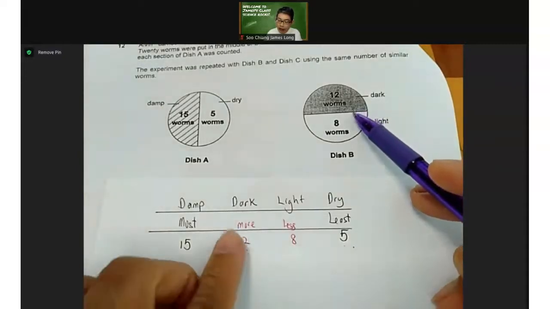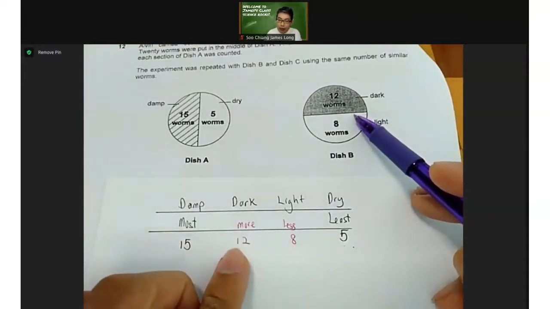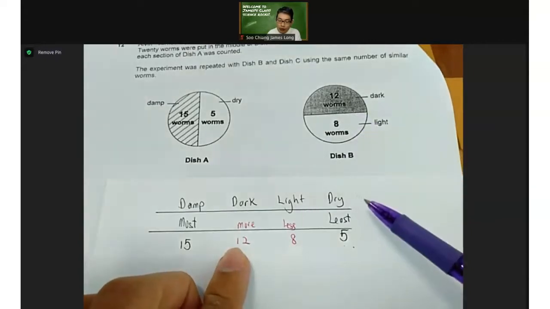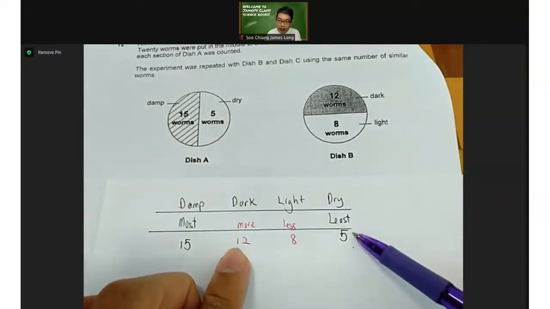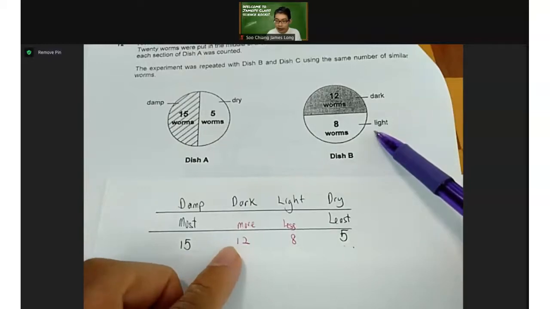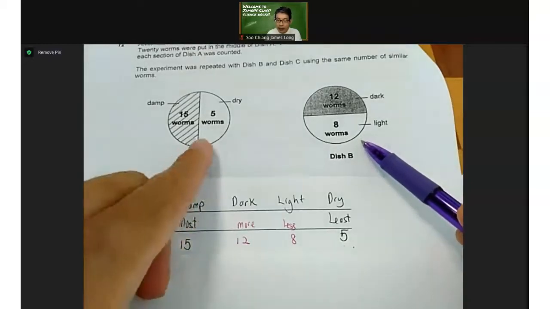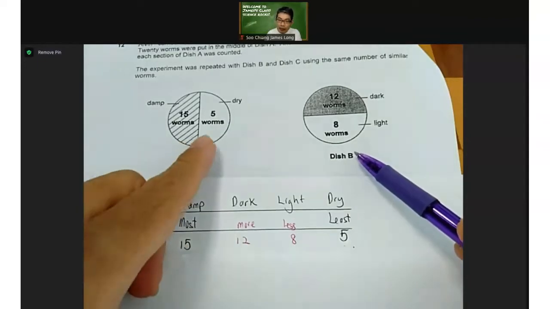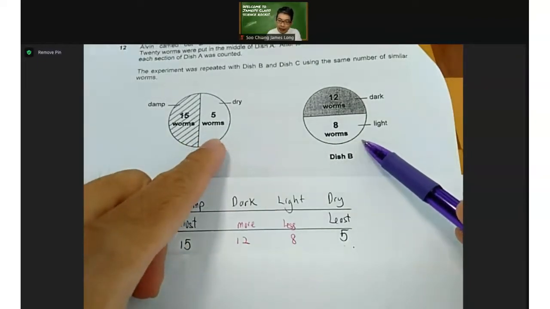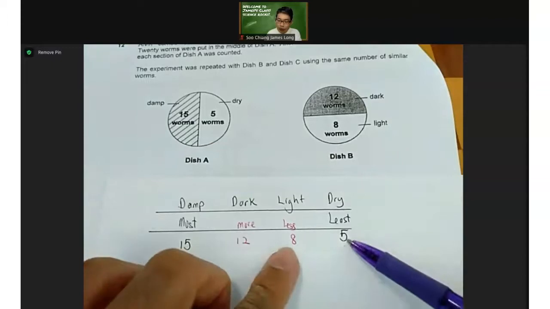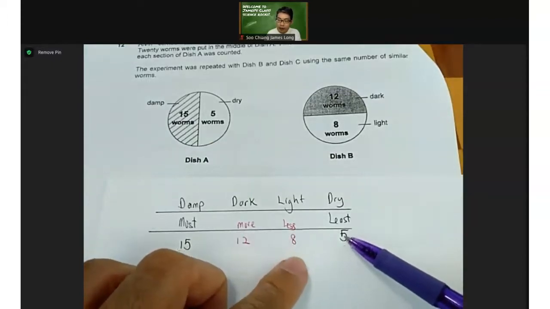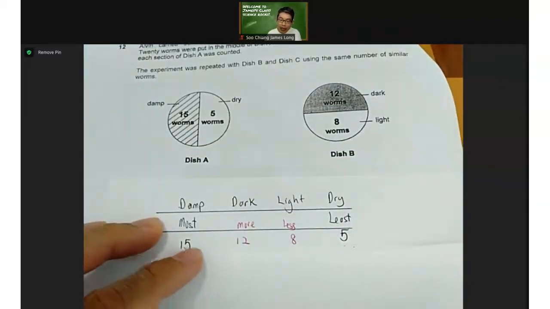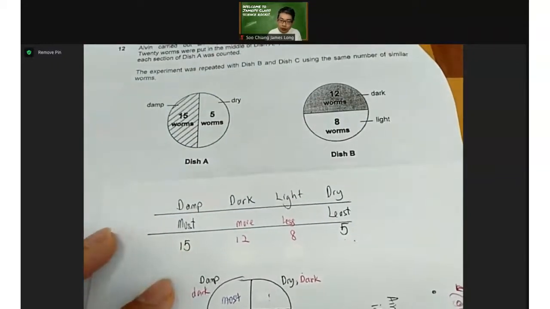And they like to go to the dark place as well. The fewest won't go to the dry place, alright? Comparing between a place that's bright and a place that's dry, they don't like both, but they seem to dislike the dry places more than the bright places. So there will be fewer here compared to this. Now, having this in mind, how should the distribution look like?